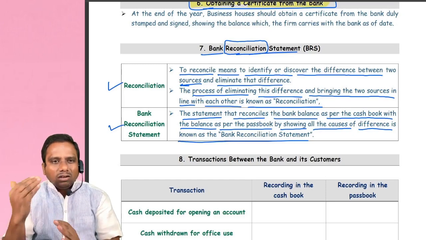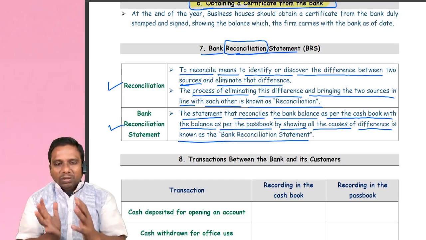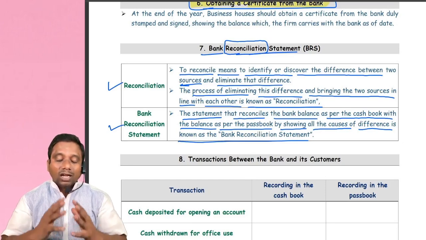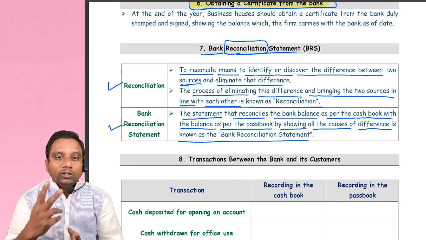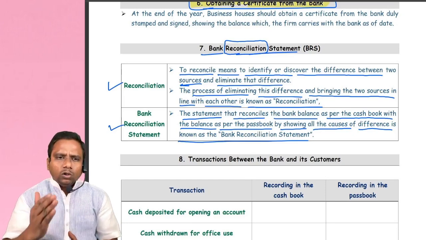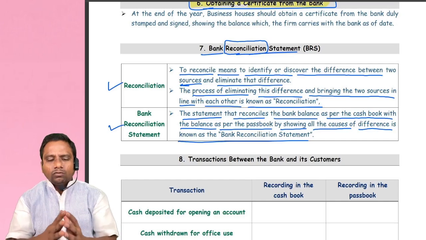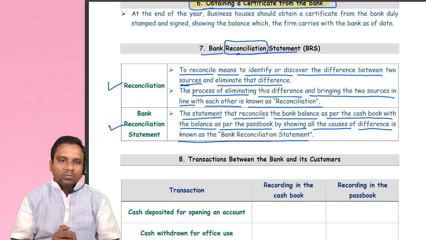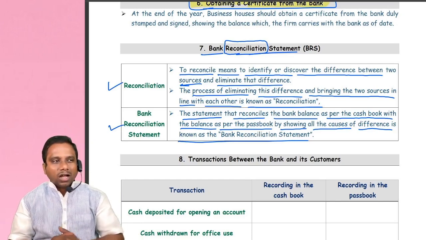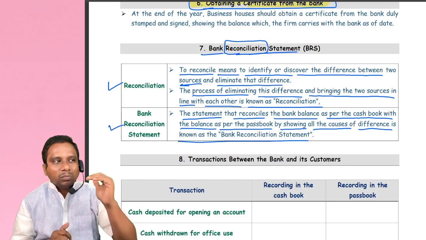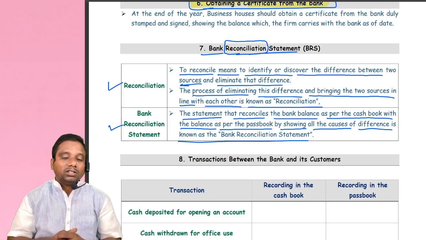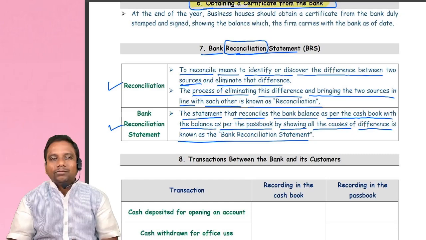See, solving problems. To solve the problems, this basic understanding is very, very important. It is not that much possible to reconcile between two things. Why? Because if you want to find differences between two things, first of all, you should know about one thing at a time. You should know about the cash book and you should know about the passbook. How the transactions are recorded in the cash book, how the cash book balance is represented, and how the transactions are recorded in the passbook, and how the passbook balance is represented. All these things you should know first.